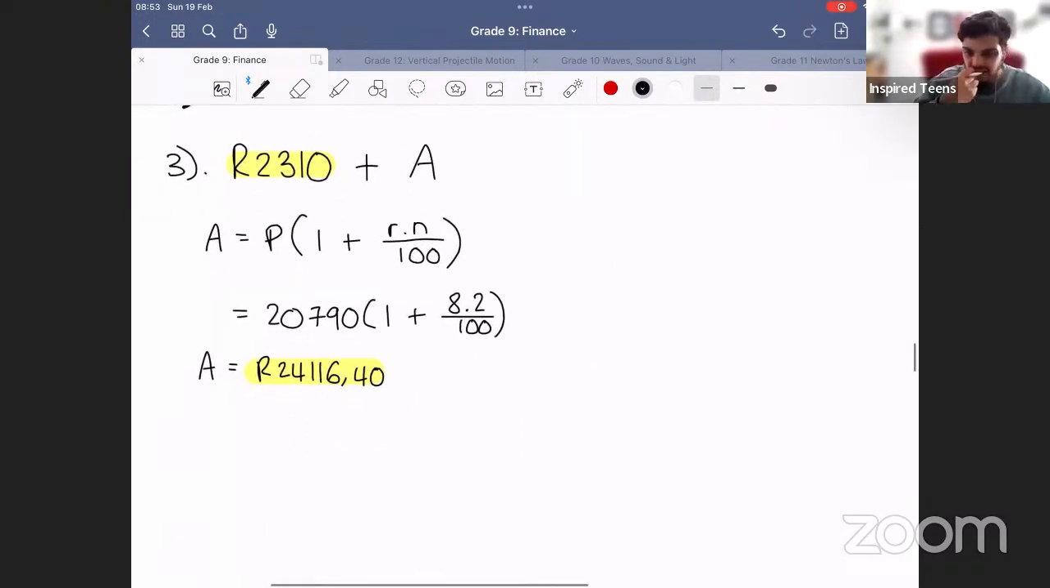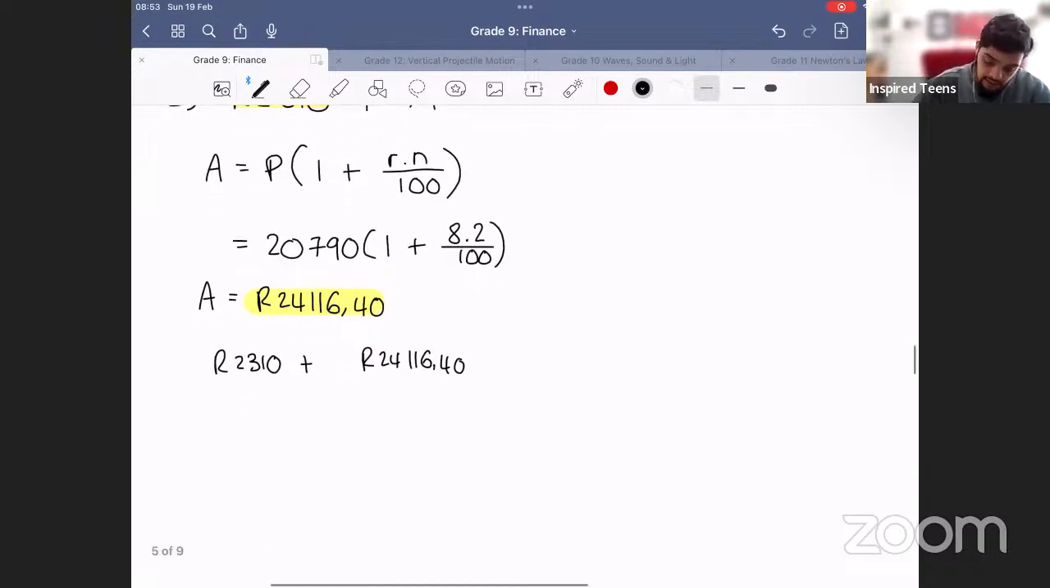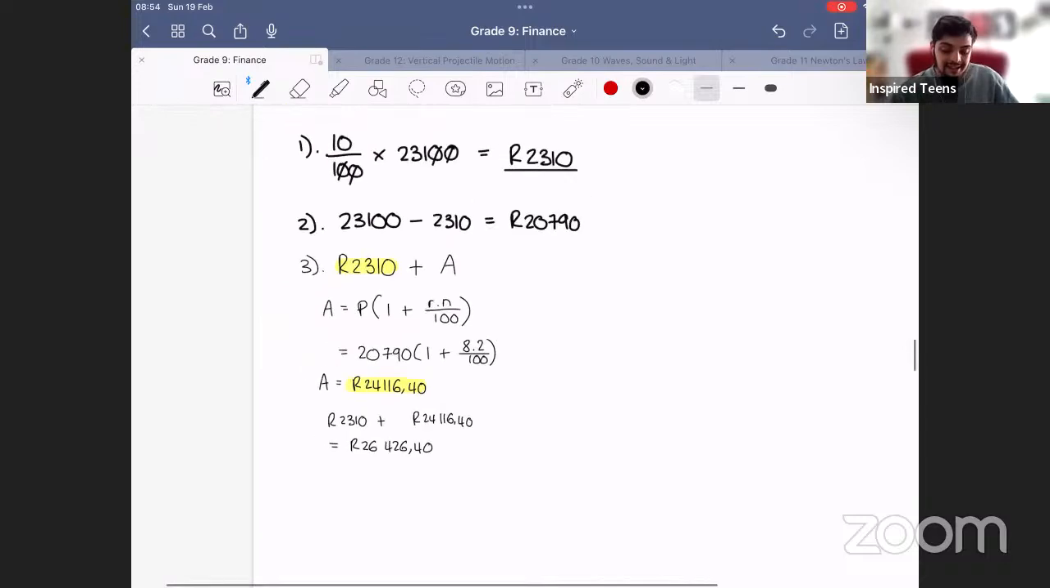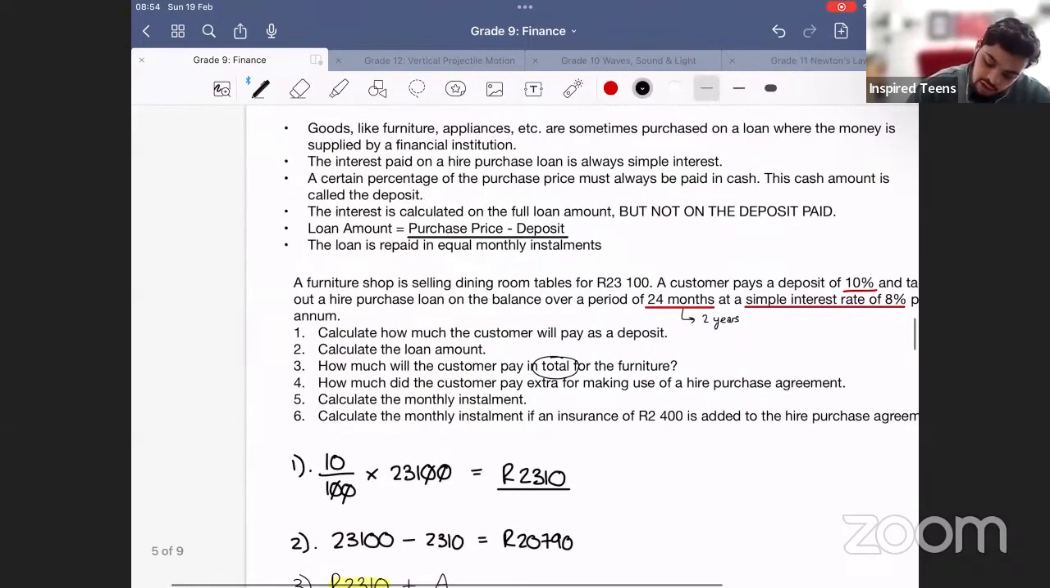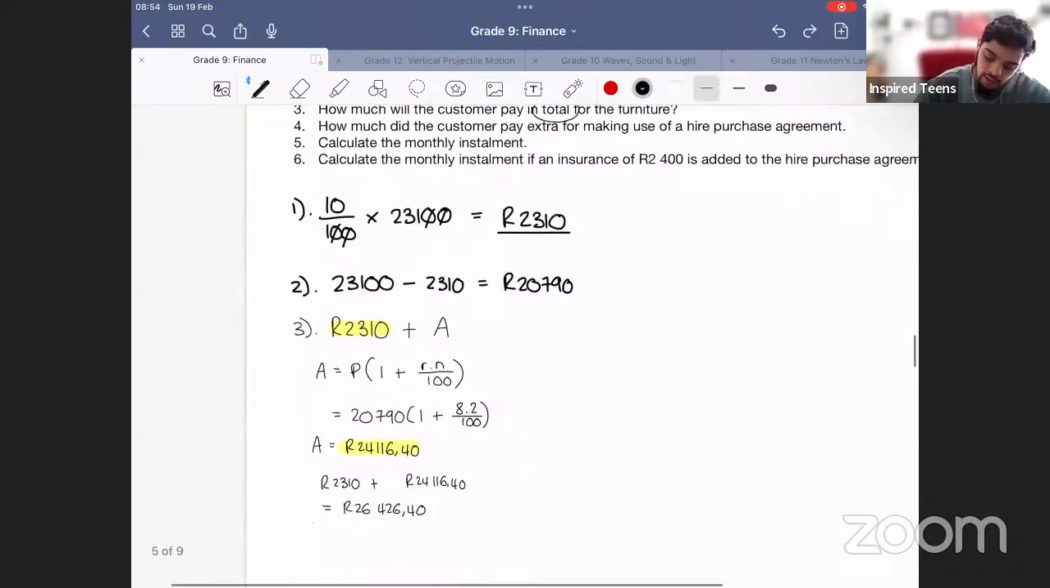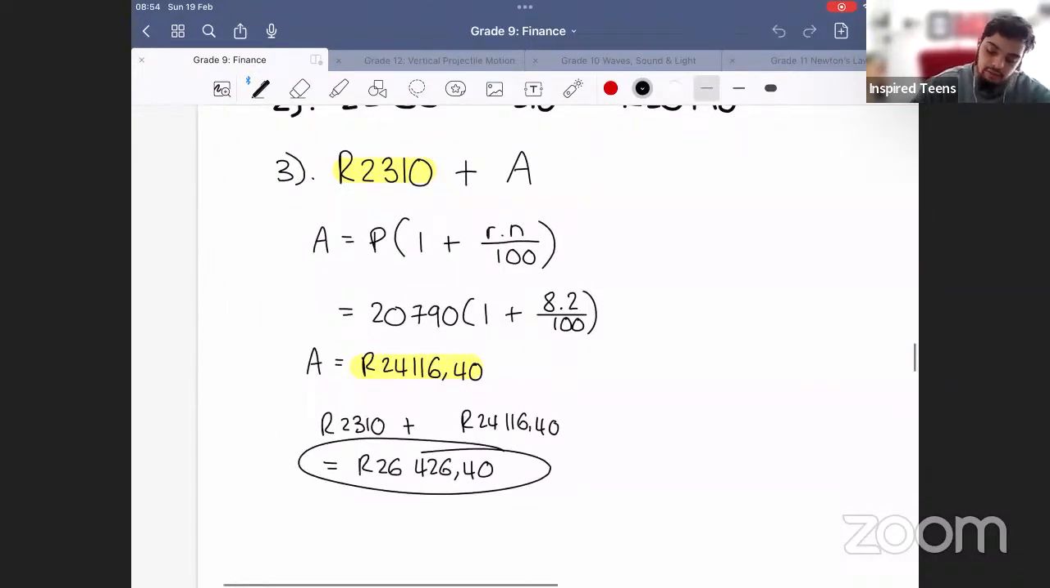However, the question specifically asks for the total for the furniture. Remember, don't forget about the cash deposit that we paid in the beginning. So it's the 2,310 plus the 24,116.40. You get the final answer as 26,426 Rand and 40 cents. This is the total that you end up paying for the furniture in 24 months. The furniture cost originally 23,100, but you end up paying 26,400.